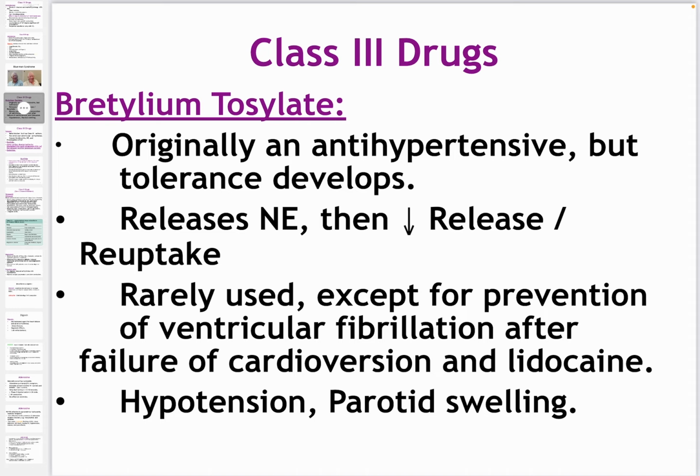It can only be used in certain cases of arrhythmia, as you can see here.